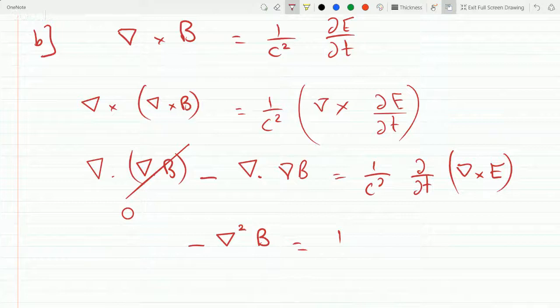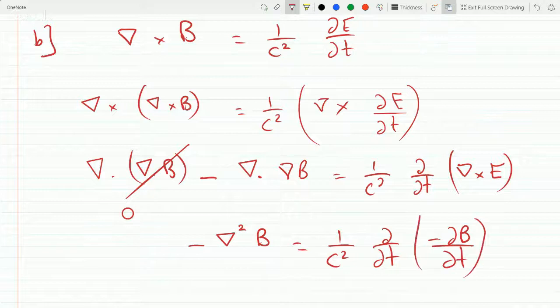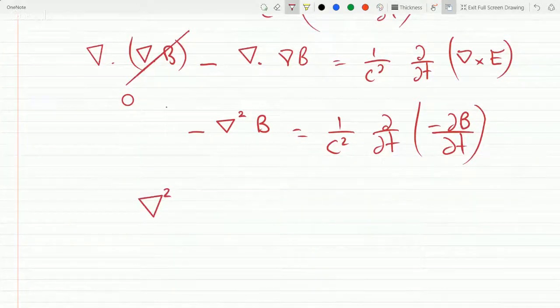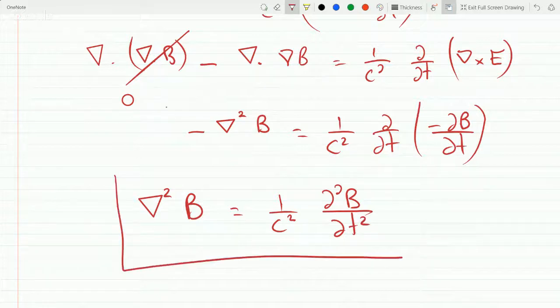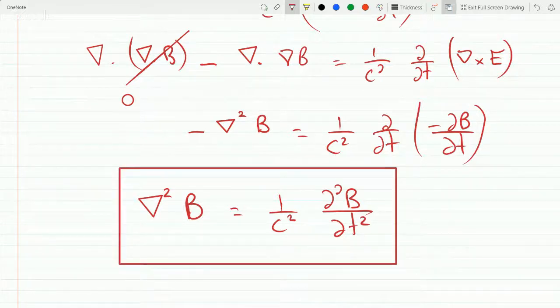Okay, so this is d over dt, and then keep going, minus dB over dt. Now the minus sign goes away, and finally we arrive at the desired result: the Laplacian of B equals 1 over c squared d squared B over dt squared. So we proved part B, that del squared B is 1 over c squared d squared B over dt squared.